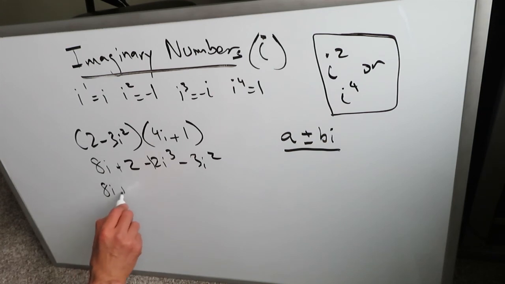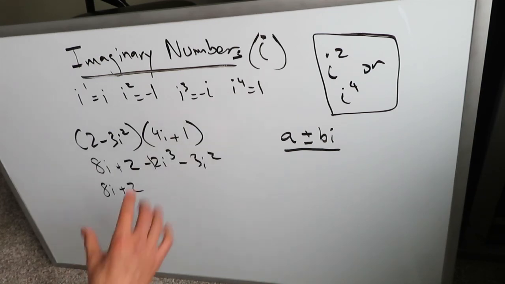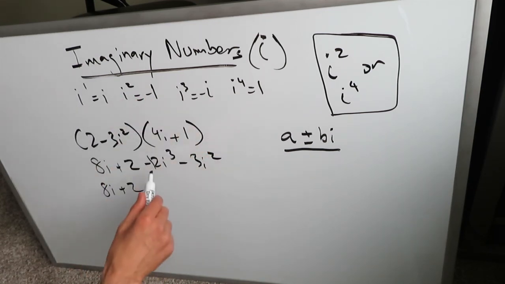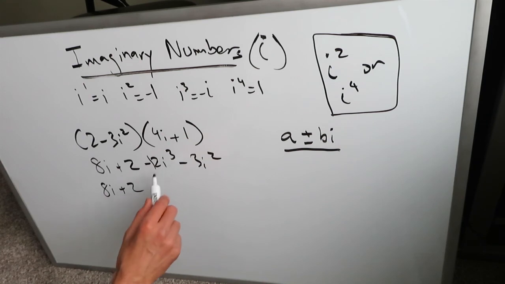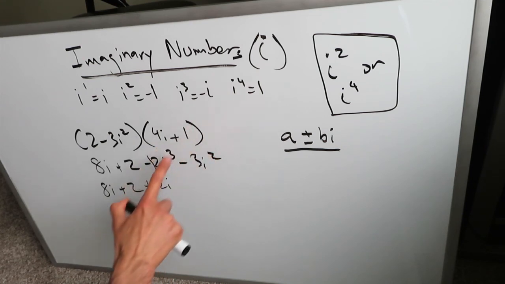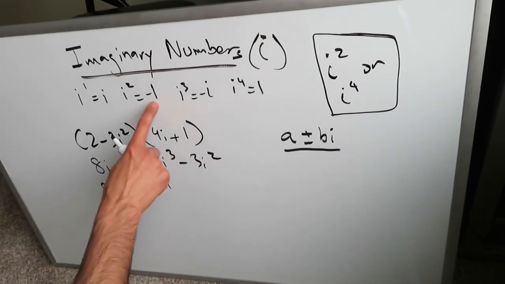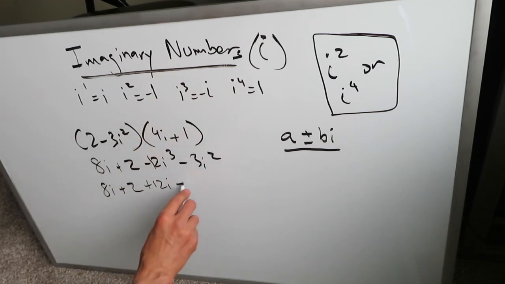You have 8i plus 2. What's i cube? i cube is a minus i, right? Wherever you have an i cube, you can substitute minus i. So you have a minus 12 times minus i. What do you get? Plus 12i. See, i cube is equal to a minus i. Minus i times minus 12 gives you a plus 12i. What's i square? i square is a minus 1. Minus 1 times minus 3 is a plus 3.